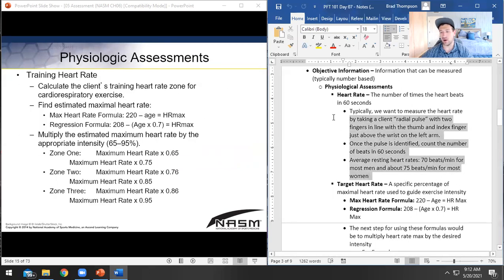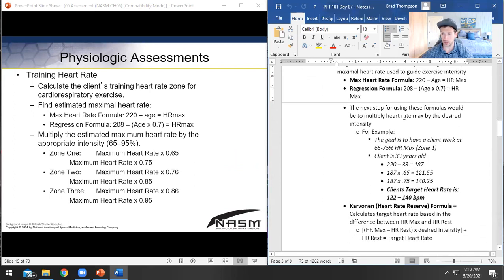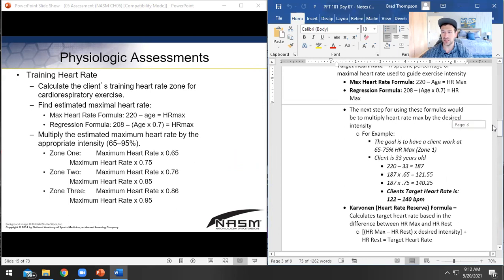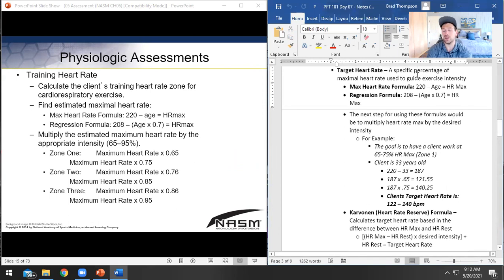So once we figured out what their resting heart rate is, well, then we can figure out a little bit about their target heart rate. And their target heart rate is specifically what their heart rate should be under various amounts of stress. There are two different ways that you can do this. There is the straight percentage formula, which is basically going to calculate your client's max heart rate, and then you're just going to work at a percentage of that heart rate max. So the target heart rate is a specific percentage of maximal heart rate that is used to guide exercise intensity.